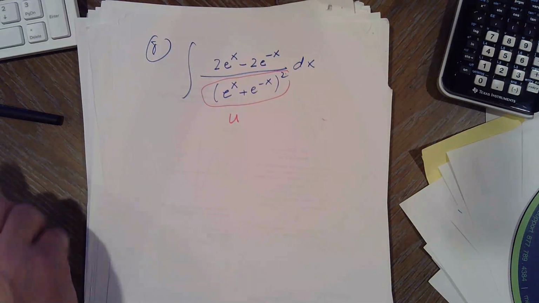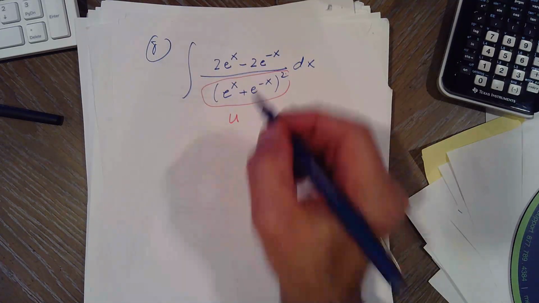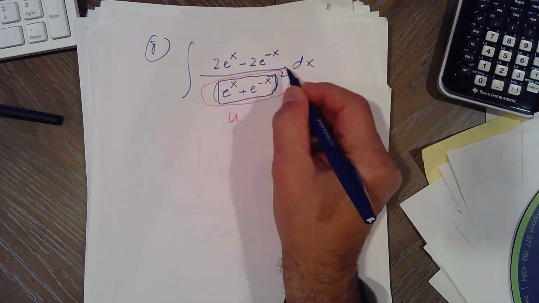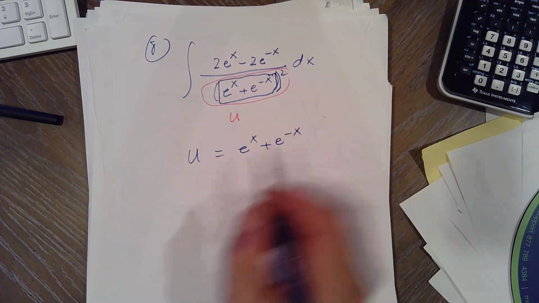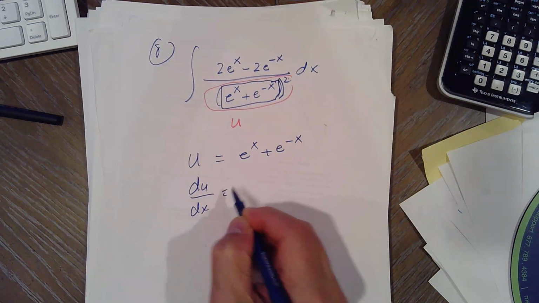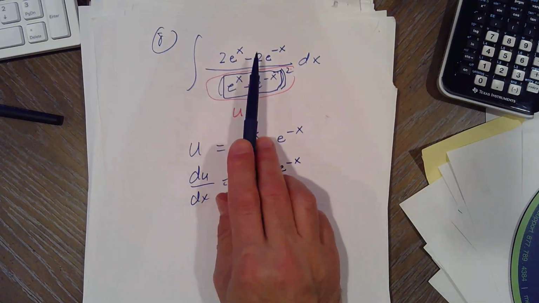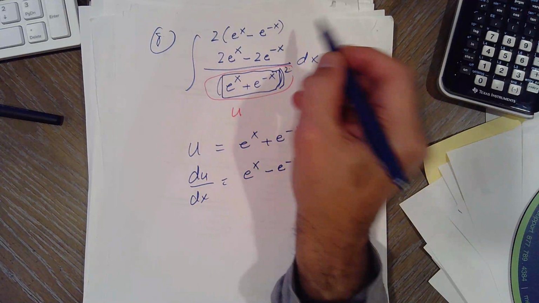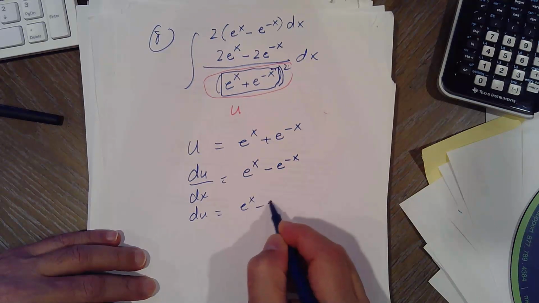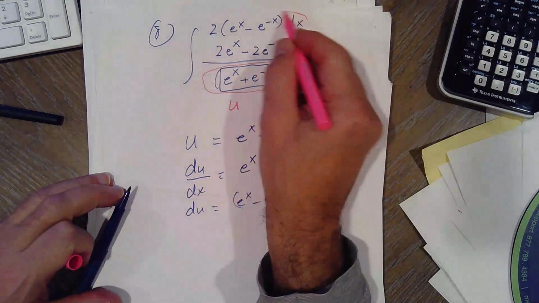So if we let u equal the bottom without the square, I meant this without the square. So u equals e^x plus e^(-x). So du/dx is e^x minus e^(-x). Well, I have a 2, so I'm going to factor the 2 out there: e^x minus e^(-x) dx. So all this, if you write du, is e^x minus e^(-x) dx. So all this is du.